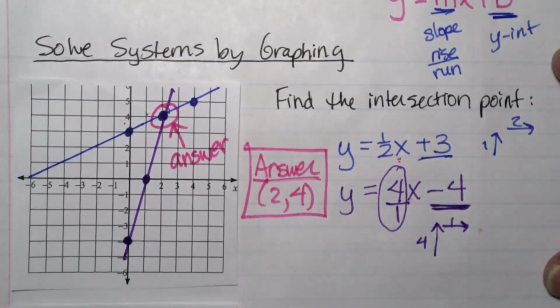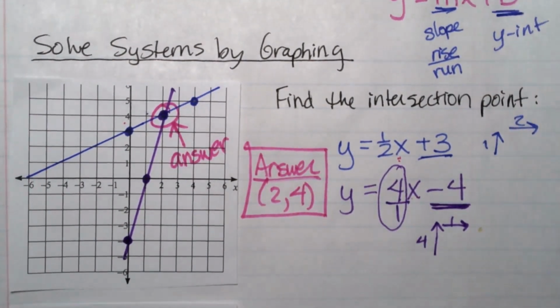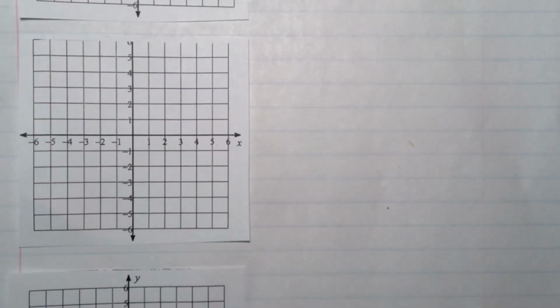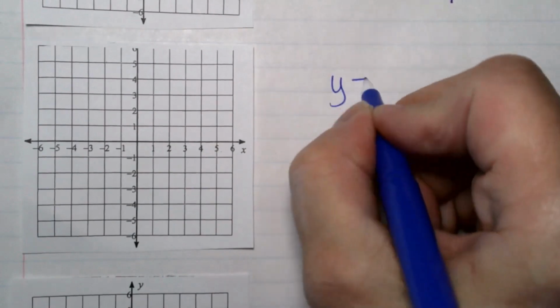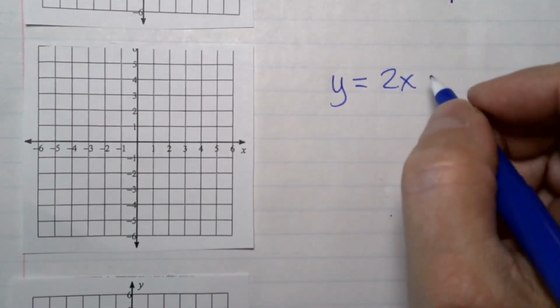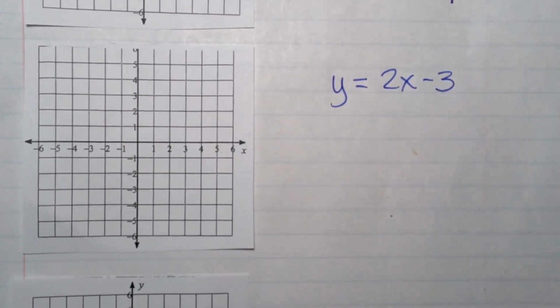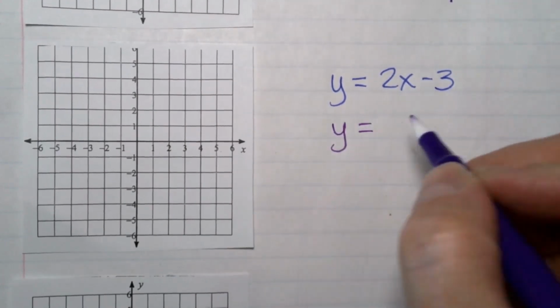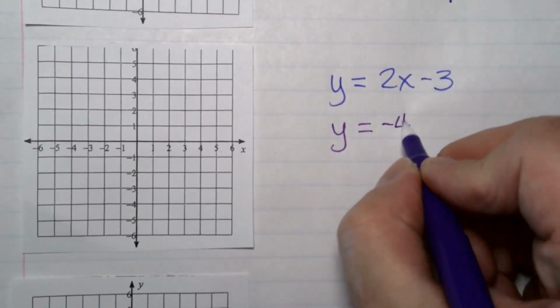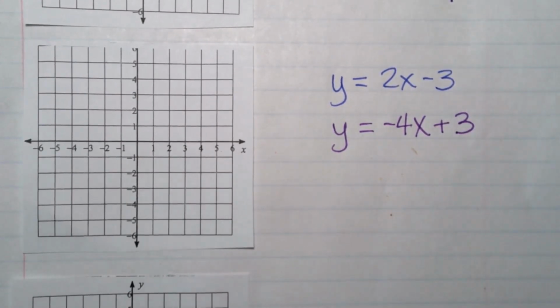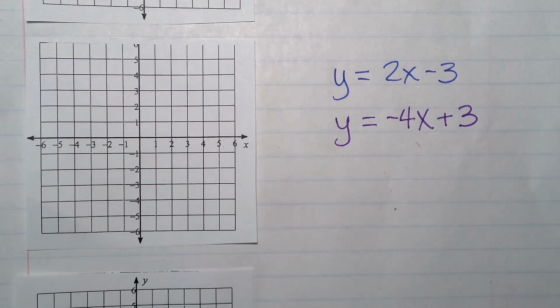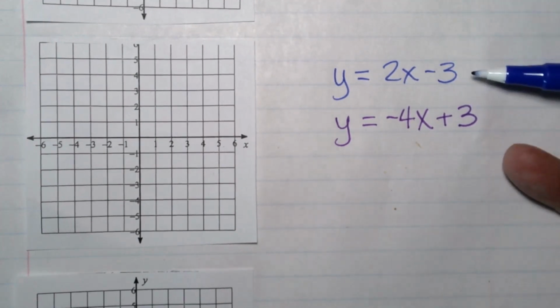Okay, I'm going to do one more example, and then you have 2 try-its, and then we are done for the day. All right, so let's do y equals 2x minus 3, and y equals negative 4x plus 3. We're going to try to find the intersection point. Okay, so here we go.